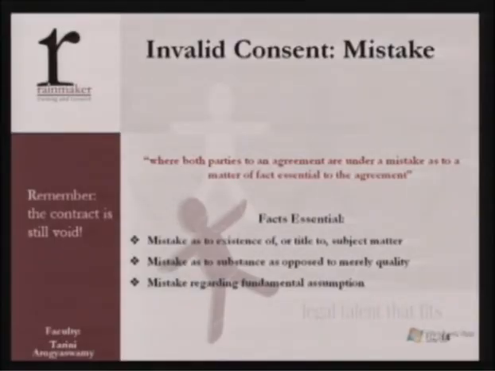There are three types of situations where the mistake is to a matter of fact, and what are those facts that are essential to the agreement. The first situation could be mistake as to existence of or title to subject matter, mistake as to substance as opposed to merely quality, mistake regarding fundamental assumption. Let's look at these separately. You may have a mistake as to existence of or title to subject matter.